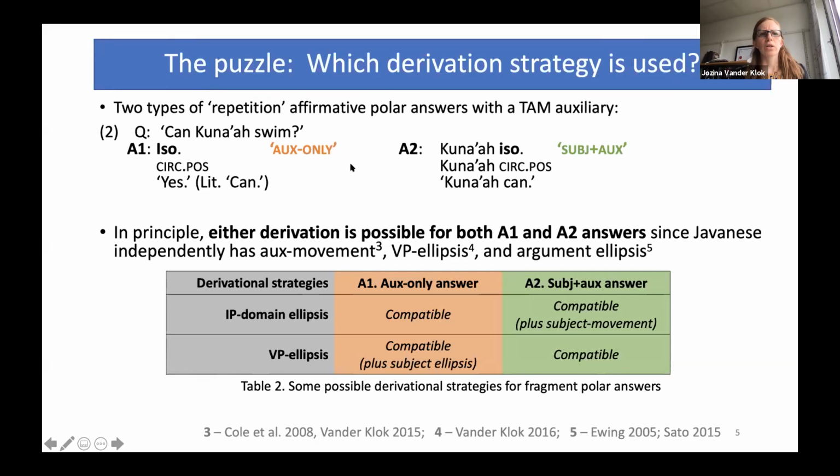Now, as I mentioned, there are two types of repetition affirmative answers, auxiliary only and subject auxiliary. In principle, and here's the puzzle, either derivation is possible for both, since Javanese independently has the right properties. It has auxiliary movement, VP ellipsis, and argument ellipsis. Of course, auxiliary only would have a subject ellipsis as well, and a subject auxiliary answer with the IP domain would additionally have subject movement.